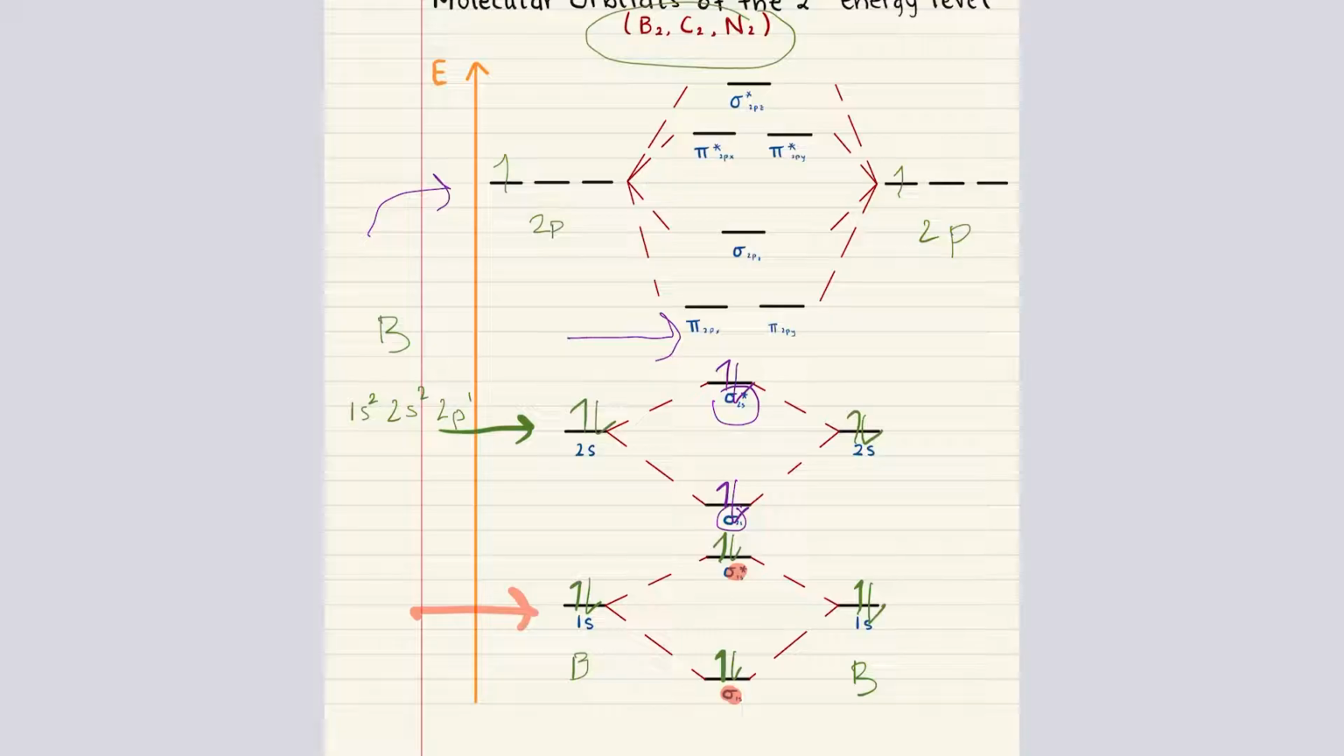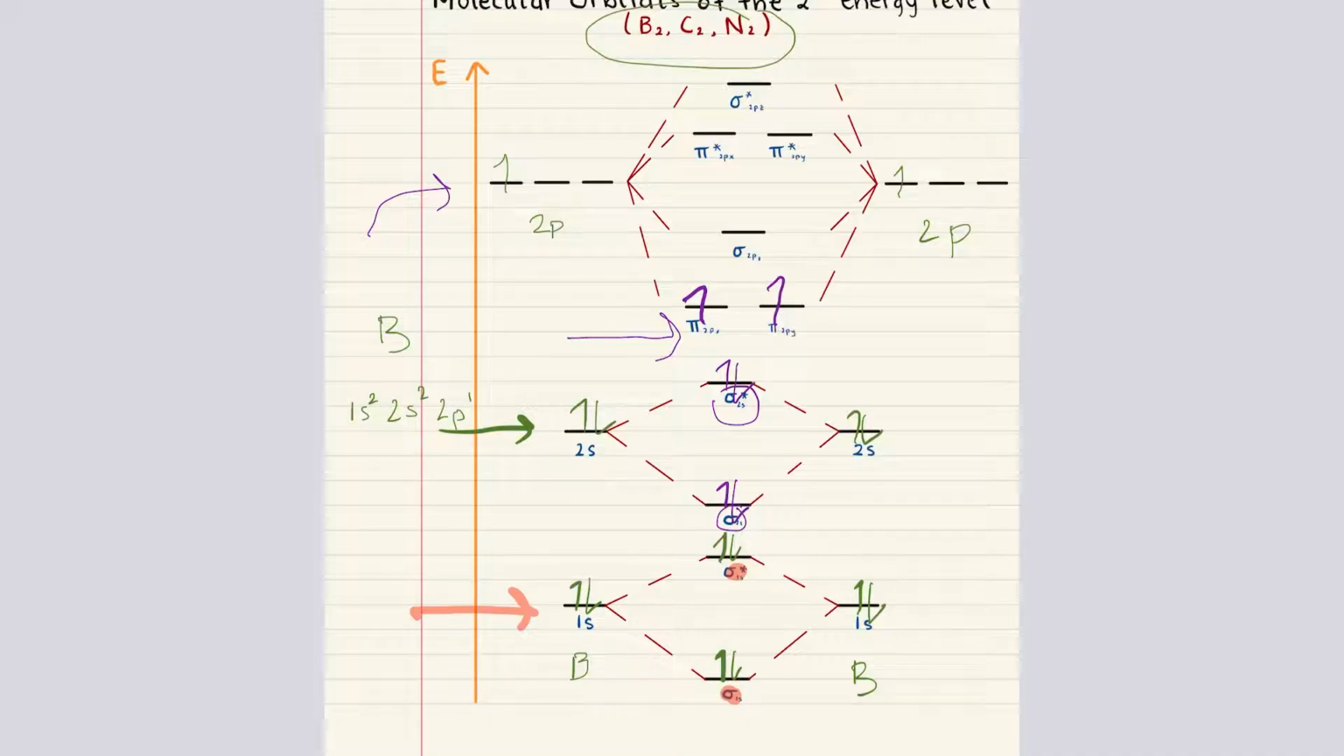Since we have to follow Hund's rule, we're going to place one electron in each of the two degenerate pi 2p bonding orbitals, both of which remain unpaired. Now that we've distributed all 10 electrons, let's calculate the bond order.